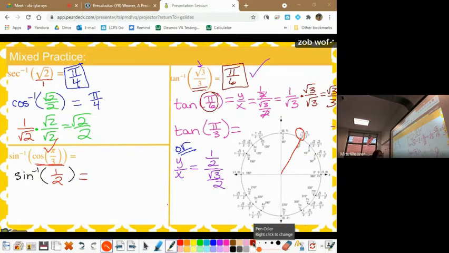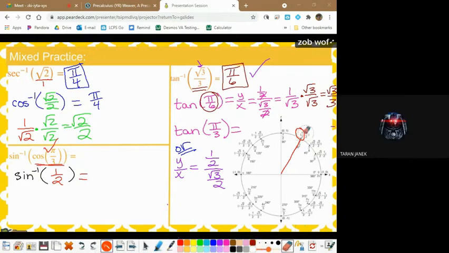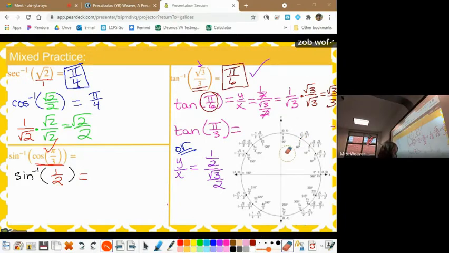What is the angle whose sine is positive 1/2? That'd be 30 degrees. And can you tell me how you knew? Can you talk me through your reasoning?